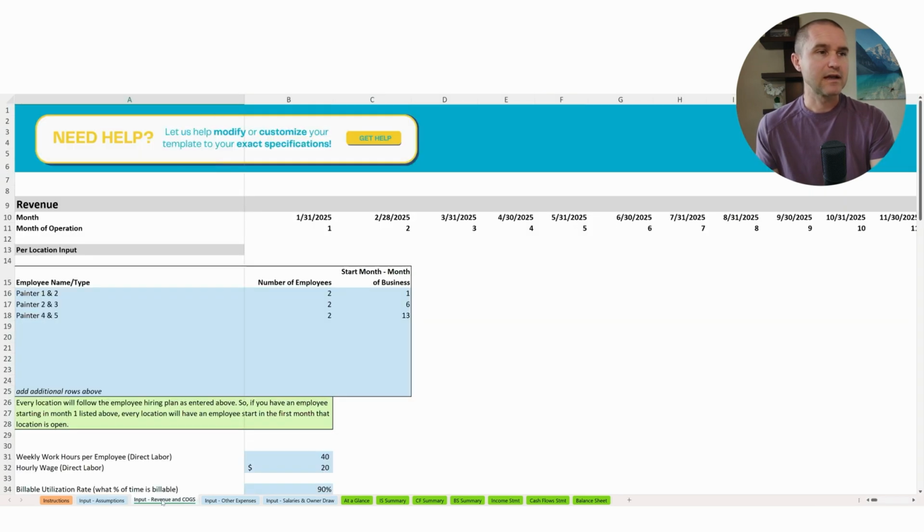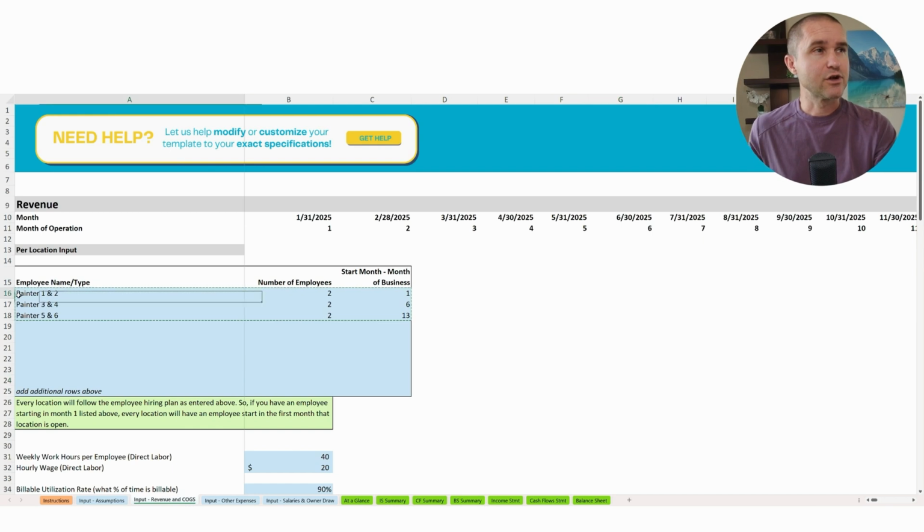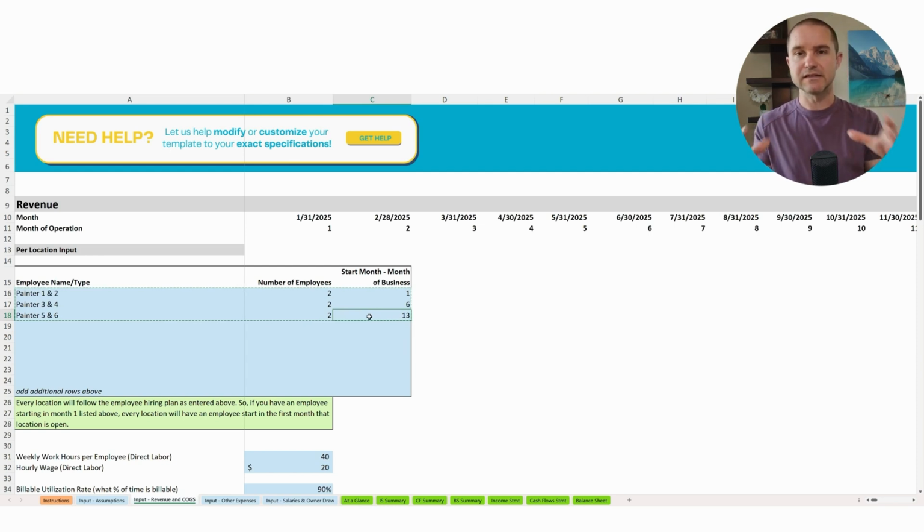Okay, let's go ahead and look at our revenue tab now. In this box, we're going to show when we hire painter 1 and 2. The number of employees is 2 because we have both of those painters, and we're hiring them in month 1. And then let's say we're going to expand. We're going to hire 2 more painters in month 6, and then an additional 2 in month 13. And maybe that's the team. We think for this location, we're going to have 6 employees.